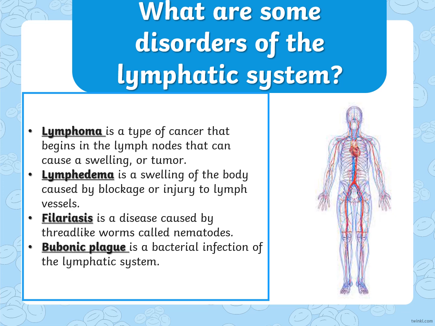Let's talk about the diseases that can affect the lymphatic system, like lymphoma. It's a type of cancer that begins in the lymph nodes and can cause swelling and tumors. And lymphedema is a swelling of the body caused by a blockage of or injury to the lymph vessels. Another disease, called filariasis, is caused by thread-like worms called nematodes. And also bubonic plague is a bacterial infection of the lymphatic system.